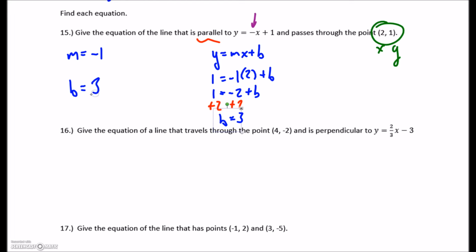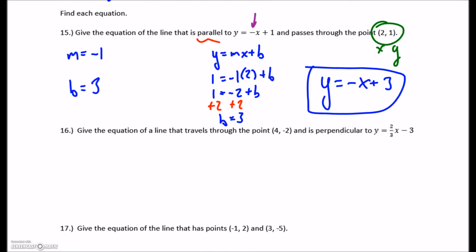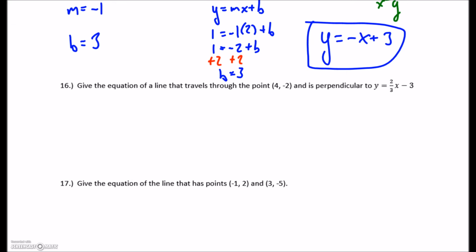And now I'm not quite done yet. I actually have to write the equation of my line, so let me write that over here. It's y equals -x plus 3. And that's it. If I look at number 16, essentially the same thing, except how I find the slope is just a little bit different, but I still need the slope and the y-intercept.